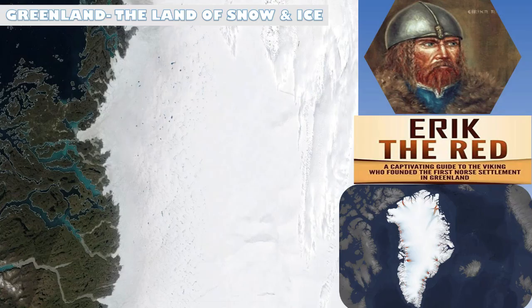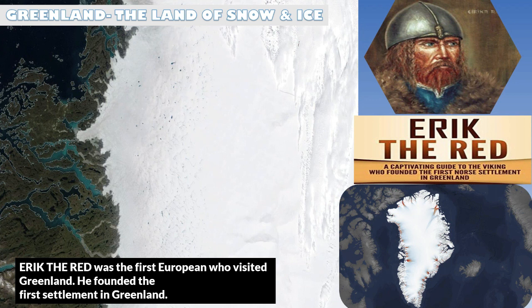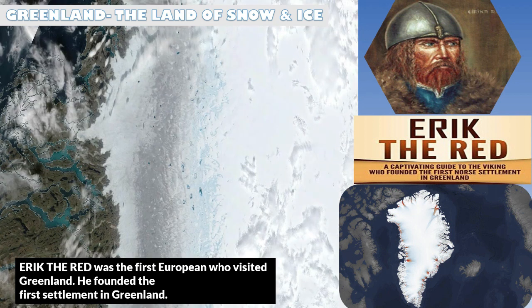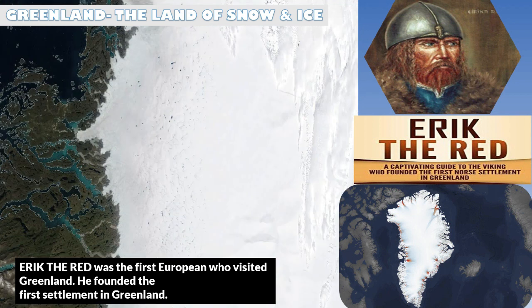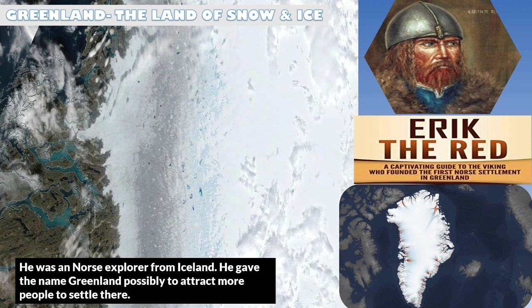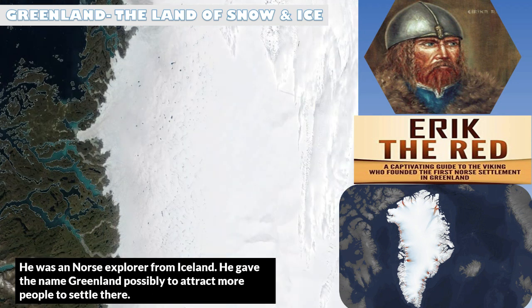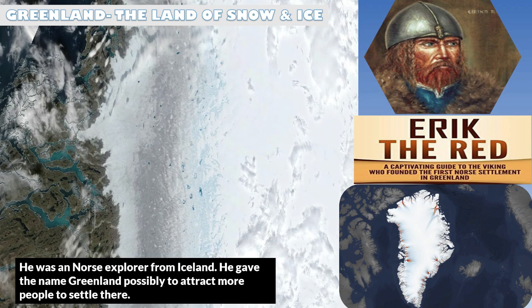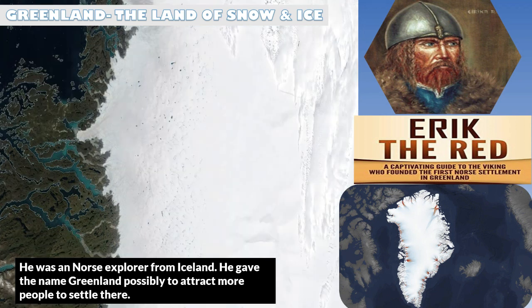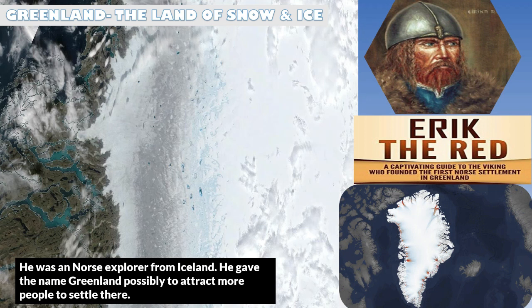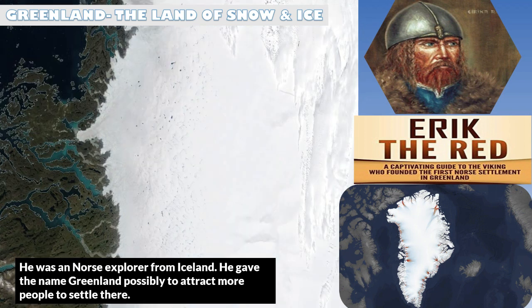Let me tell you about the explorer who gave the name Greenland. Erik the Red was the first European who visited Greenland. He founded the first settlement in Greenland. He was a Norse explorer. What do you mean by explorer? Explorer means a person who explores new or unfamiliar area. So he was a Norse explorer from Iceland.